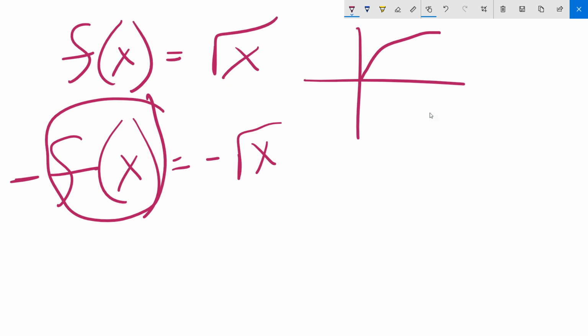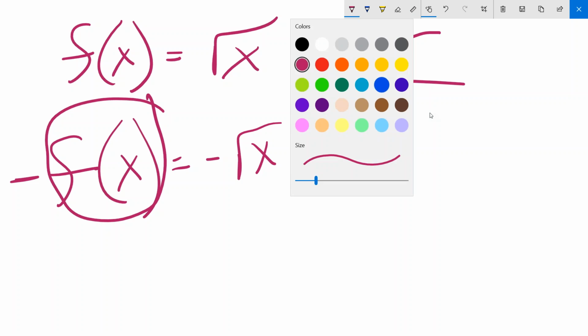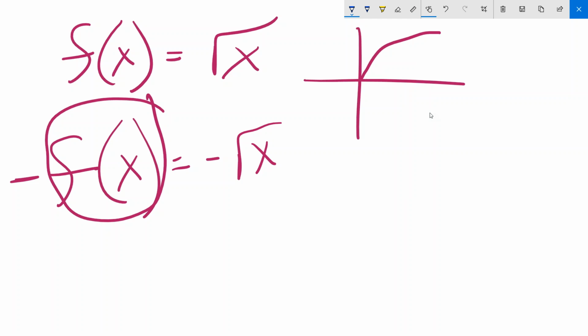Okay? Now I know this is vertical, right? So if I want to reflect this, that means it's a reflection over the x-axis. I get that. The blue line is minus square root of x. A vertical reflection.